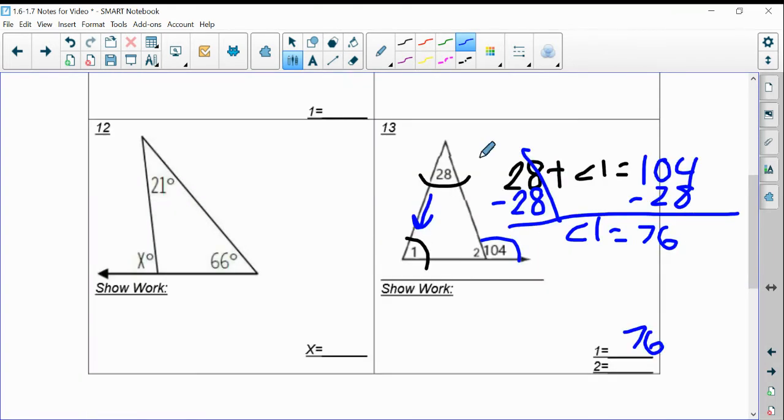And then this one I jumped to 13 to show you. This one, we also are expected to find angle 2. So now that we have 2 of our 3 angles, because this is 76, we can say 76, use our triangle sum theorem, plus 28 plus angle 2 equals 180. And then we know 76 plus 28 is 104.